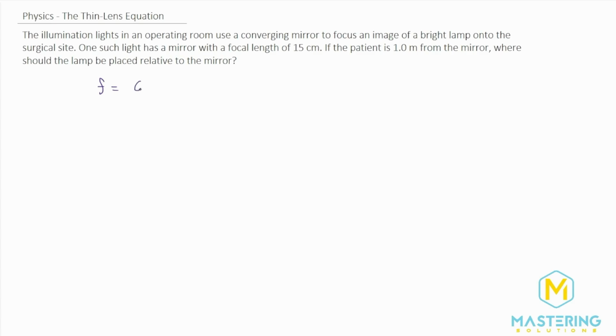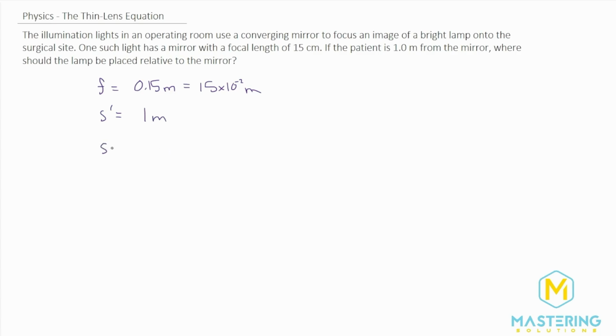So we have 0.15 meters, or 15 times 10 to the negative 2 meters. So that's the focal length. And now, what is the image distance? The image distance is where we're trying to focus the light. That's where we want it to be all converging to, right? And so we're going to treat the patient as where we want the light to converge. That 1 meter will be our image distance here.